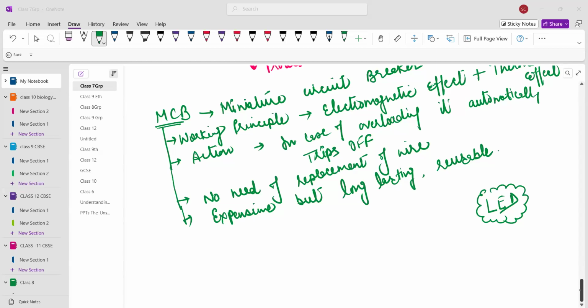Second thing, the color of the bulb is only yellow, but LEDs you can have in different colors. You can have white LED, red LED, blue LED. Okay, so there are different color options.